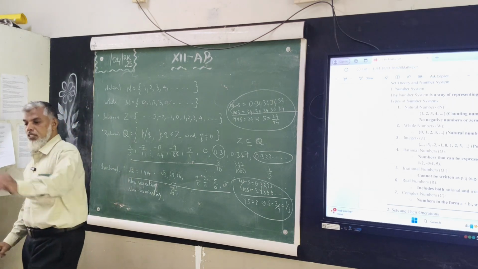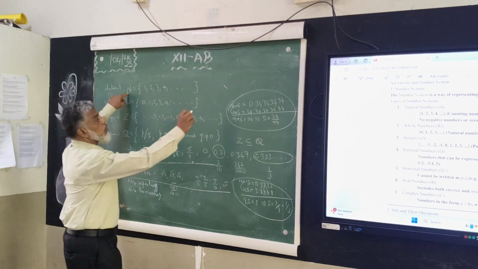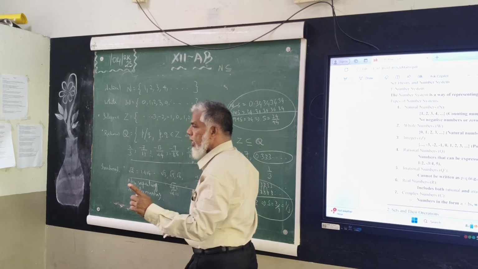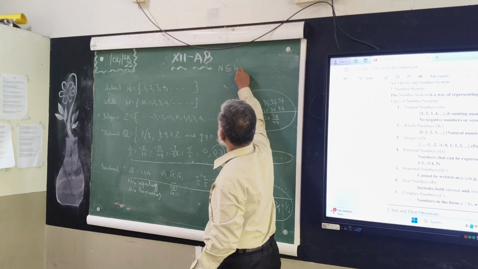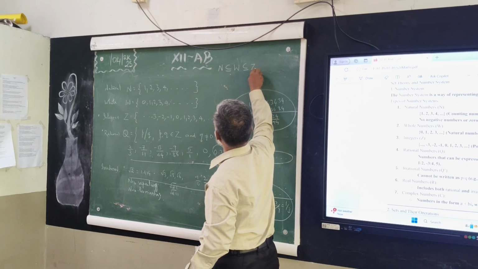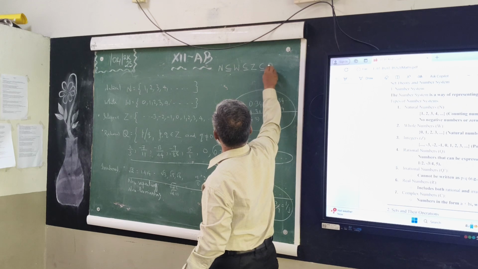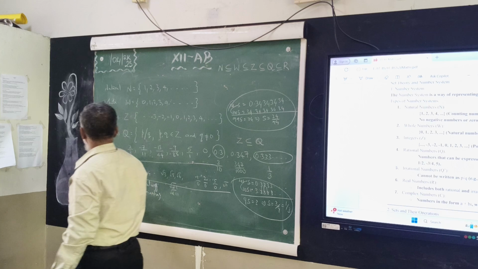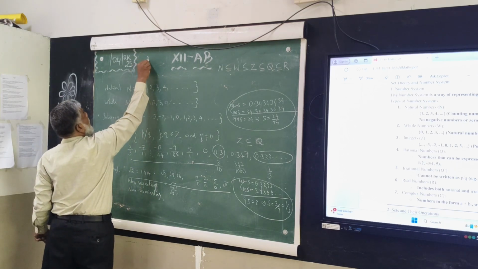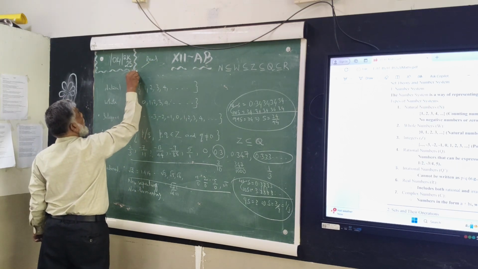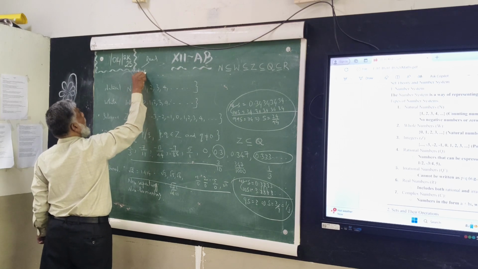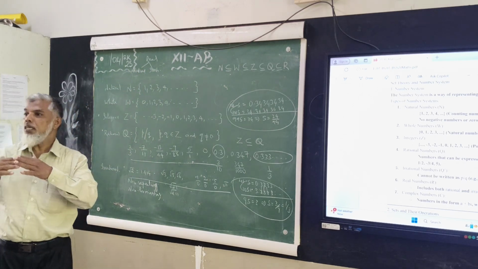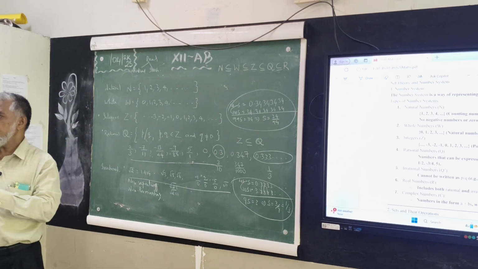So I want to end this session with the hierarchy of sets. Natural numbers are a subset of whole numbers. Whole numbers are a subset of integers. Integers are a subset of rational numbers, and rational numbers are a subset of real numbers. So what is a real number? A real number is a union of rational and irrational numbers.